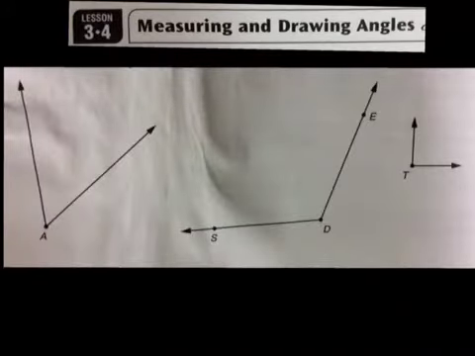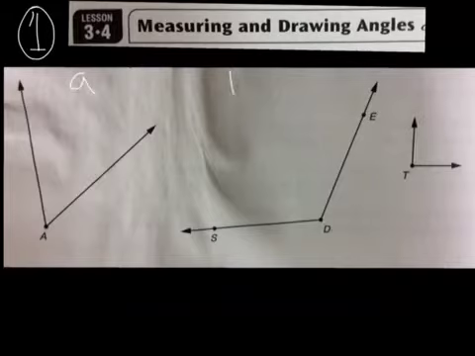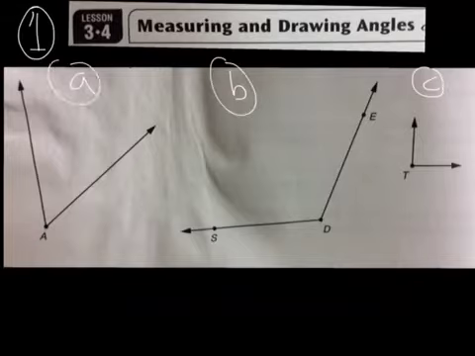This would be question one. Okay, so go ahead and write this as question one. And you have A, B, and C. Please give me the exact angle, and give me the name of each one. Question one. Pause it now.